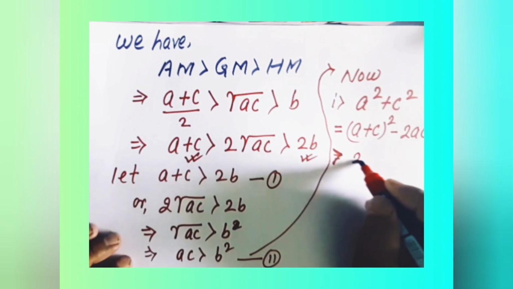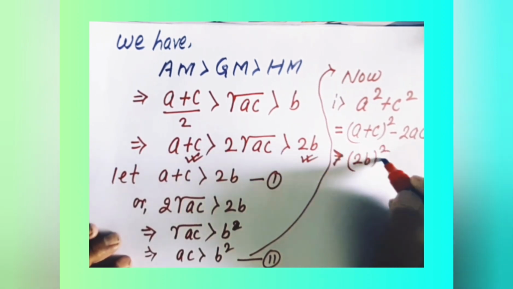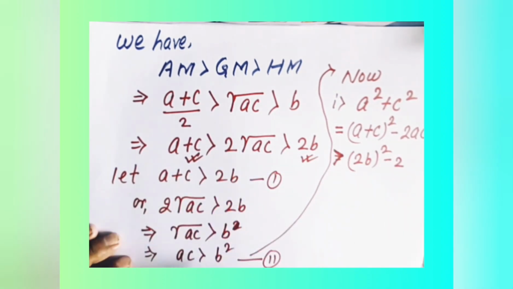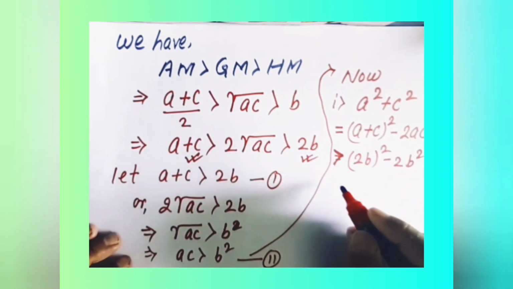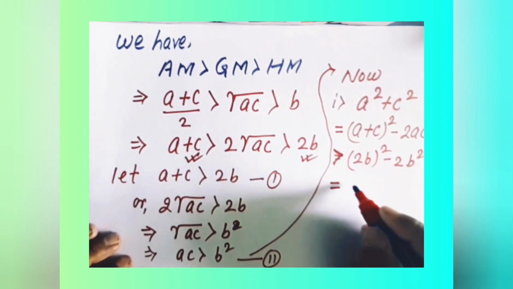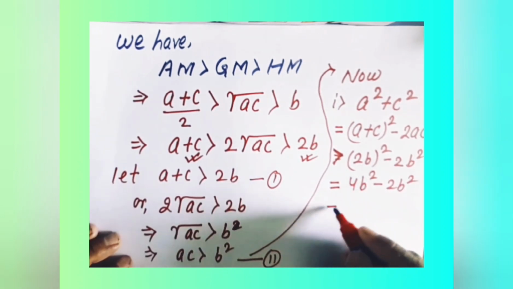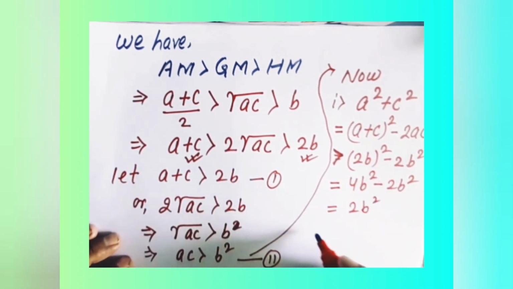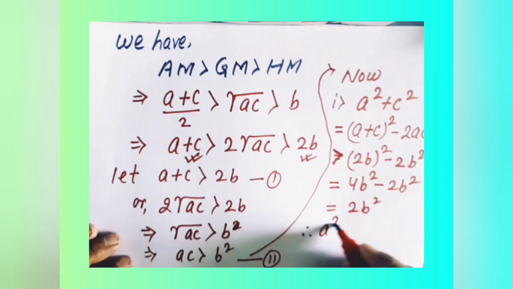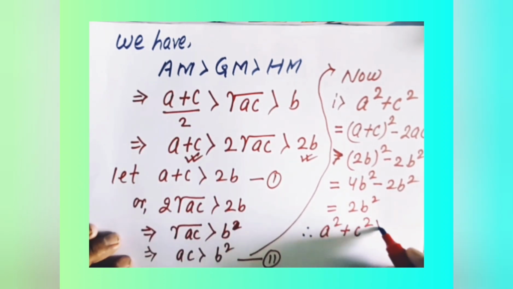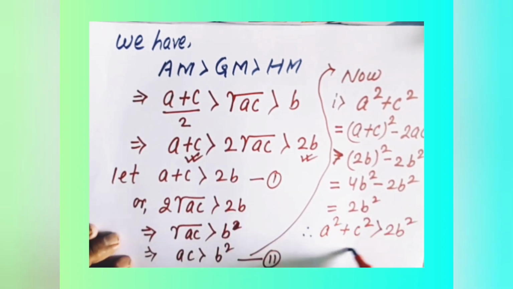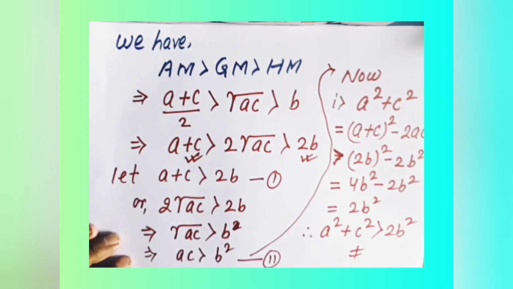A plus C means 2B. This whole square minus 2 times AC, that means B square. Now that is equal to 2B whole square, which we can write as 4B square minus 2B square. So this means 2B square. So we can write A square plus C square is greater than 2B square. This way we can prove this one.